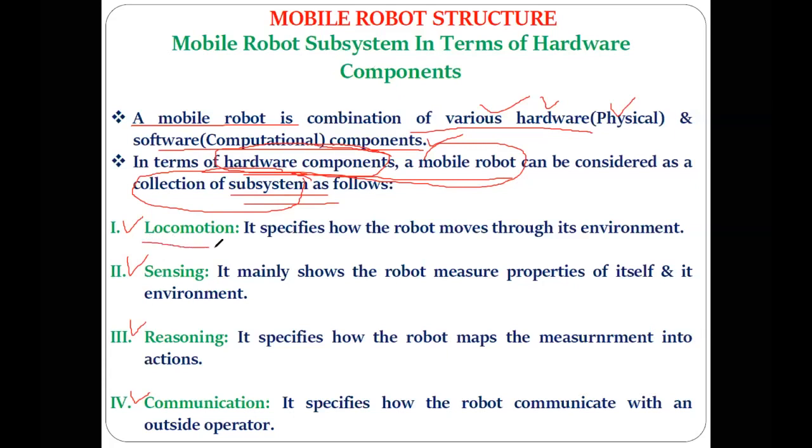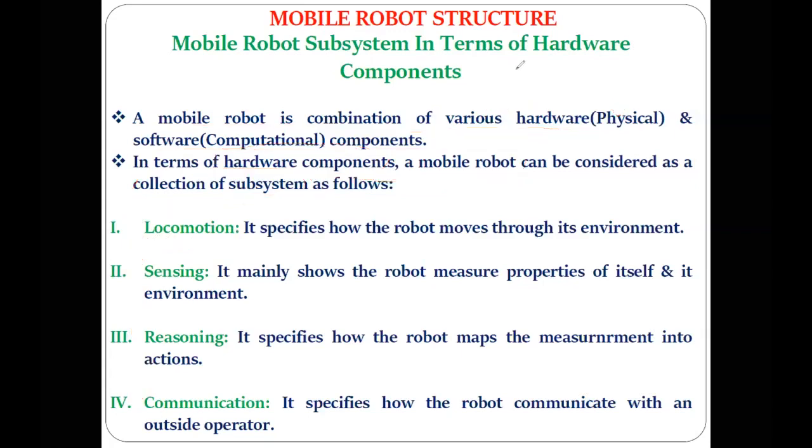In that, the first subsystem is locomotion. What do you mean by locomotion? The mobile robot is considered as a collection of some subsystems, and these are those subsystems. This subsystem is related with movement. Locomotion subsystem specifies how the robot moves through its environment. For locomotion, we have seen a number of components, like motors, wheels, etc. These things come under this subsystem as locomotion.